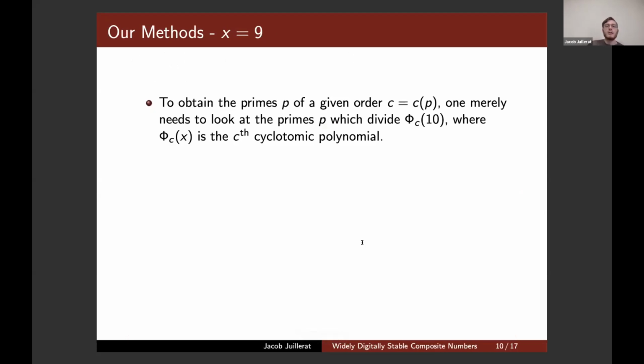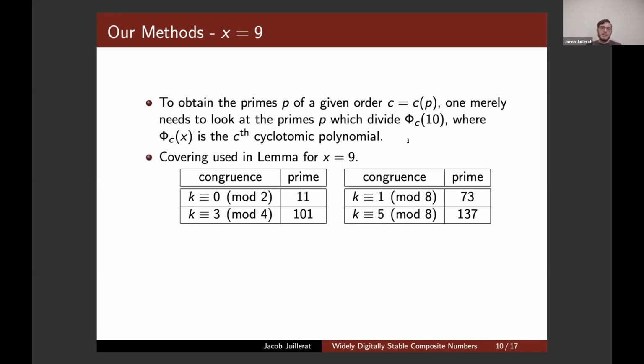n. To obtain primes p of a given order, we only need to look at primes p which divide the cth cyclotomic polynomial evaluated at 10. So in order to determine how many times a number can appear as a modulus in the covering, we just factor some of these cyclotomic polynomials. And this was done in Magma and in Maple, predominantly in Magma and then checked in Maple.